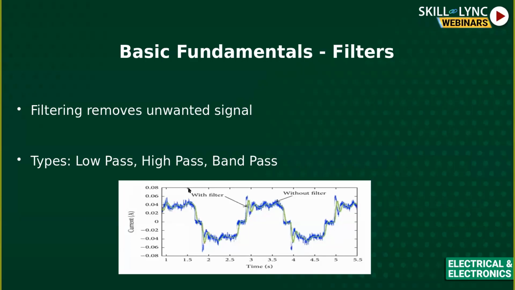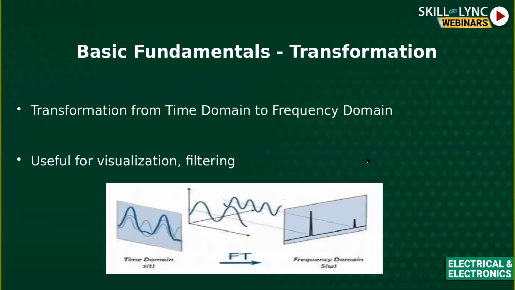So this is where high pass filters will come into picture. And band pass is something between low pass and high pass. It's only like a band of frequency that are allowed to pass through the filter. There are a lot of software algorithms these days which are used for achieving this kind of filtering. The next one is transformation, and specifically time domain to frequency domain transformation.